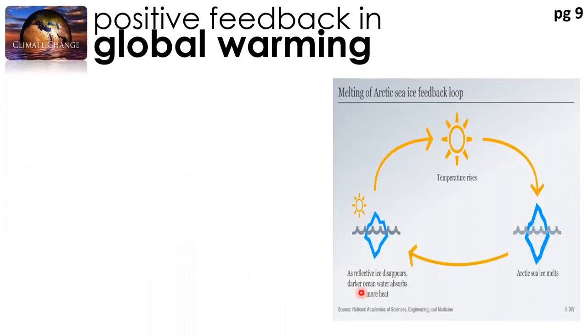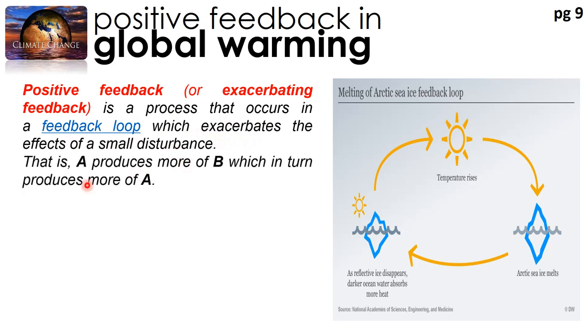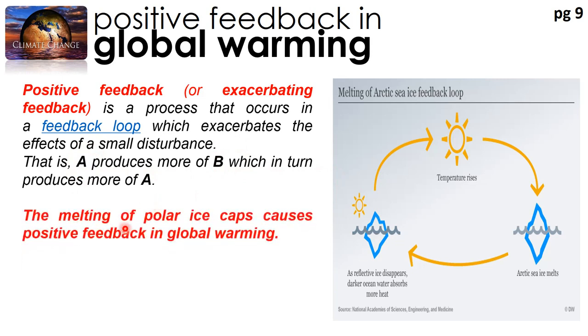Now, the melting of polar ice caps is an example of positive feedback in global warming. What is positive feedback? It is a process that occurs in a feedback loop which exacerbates the effects of a small disturbance. So it is a case whereby A will produce more of B, which will in turn produce more of A.